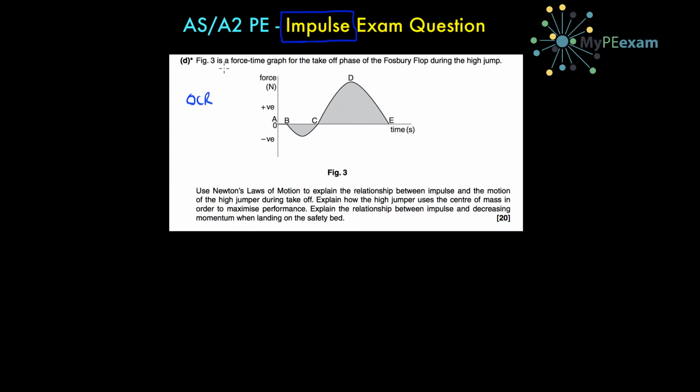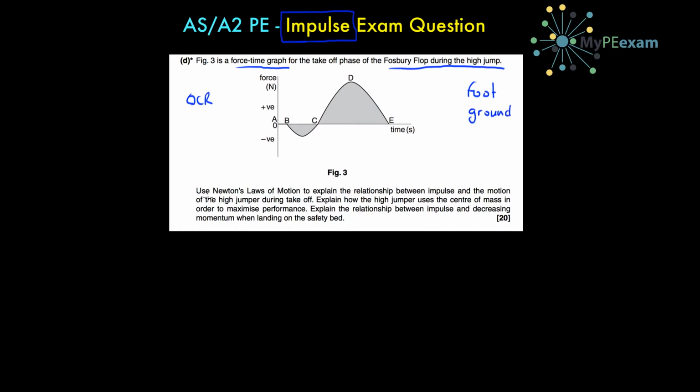So it's question D, the 20 marker from the specification between 2008 and 2015. This illustration is a force time graph, and as soon as it's a force time graph it's an impulse graph, and it's the takeoff of a Fosbury flop during the high jump. When we say takeoff, that makes me realize that the collision is between the foot and the ground. That must be the two colliding objects.